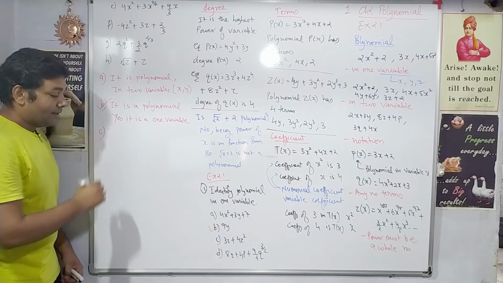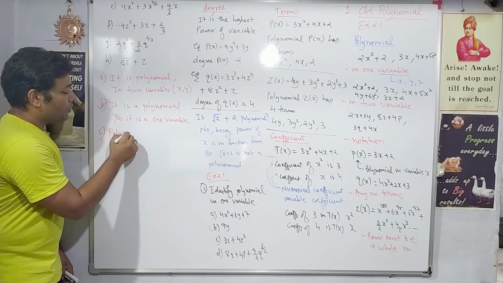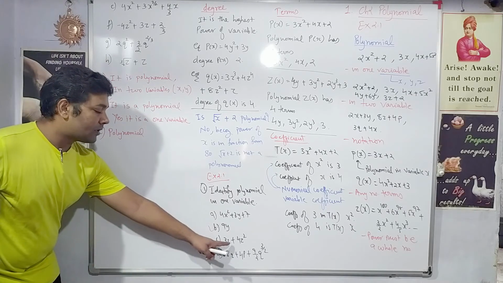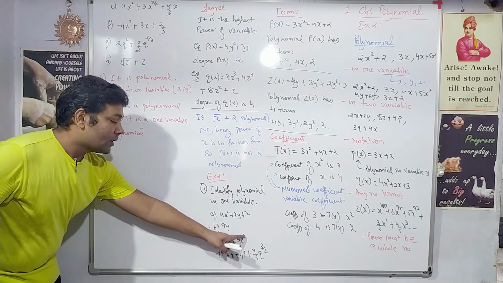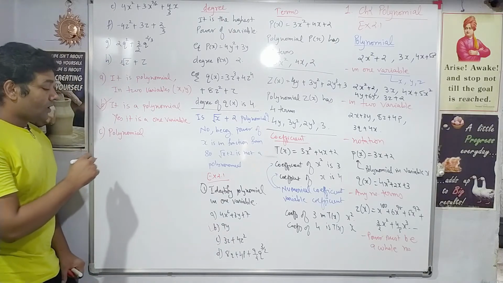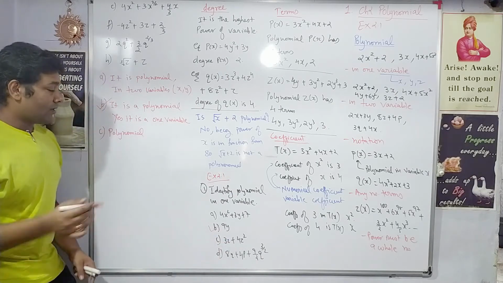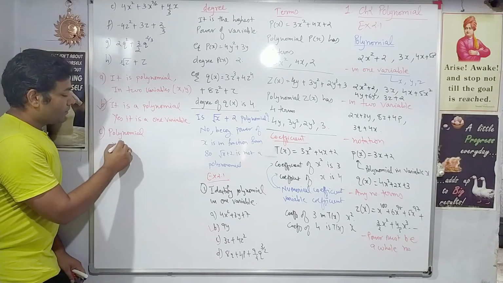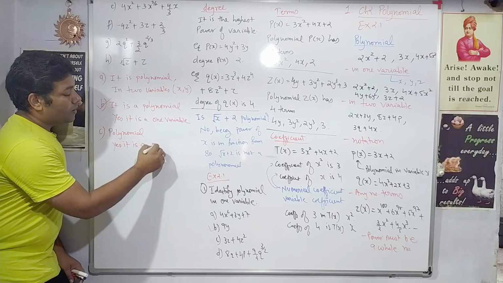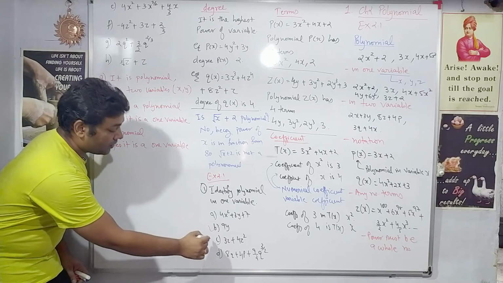Then next one, C. Is it a polynomial? So yes, it is a polynomial because the powers are whole numbers. See, here the power is 1. Here the power is 2, so powers are whole numbers, so it is a polynomial, right? And how many variables does it have? Only z. So yes, it is a one variable polynomial, correct? So this is also a correct option, C.